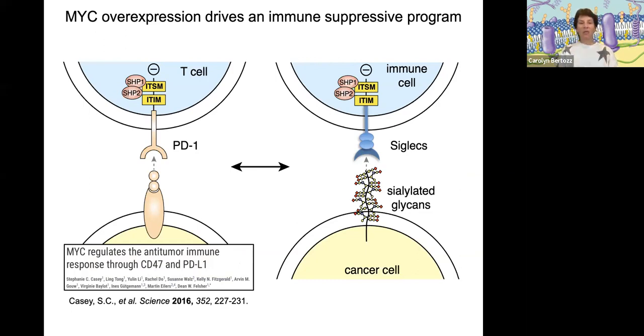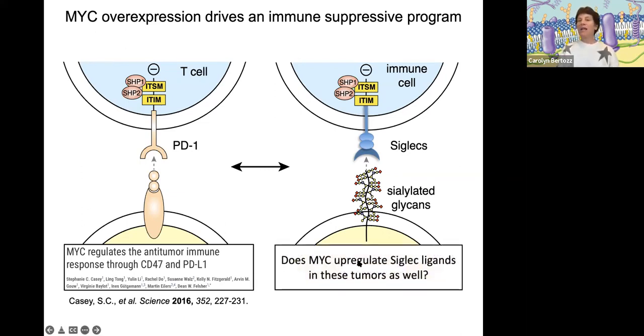What was not known until Dean's work was that MYC can also drive an immune suppressive transcriptional program. So he found that in certain types of leukemia, MYC can drive the expression of PD-L1, that ligand for PD-1, and that allows suppression of the T cell through checkpoint receptor engagement, as well as the expression of another so-called don't eat me signal called CD47, which interacts with an immune suppressive receptor on macrophages. So when we saw this paper published in Science, and we saw that MYC was driving the expression of ligands the cancer cell was presenting to immune suppressive receptors, we couldn't help but wonder whether MYC could also be involved in upregulating these sialoglycan ligands for the Siglec receptor family, because we understood this analogy.